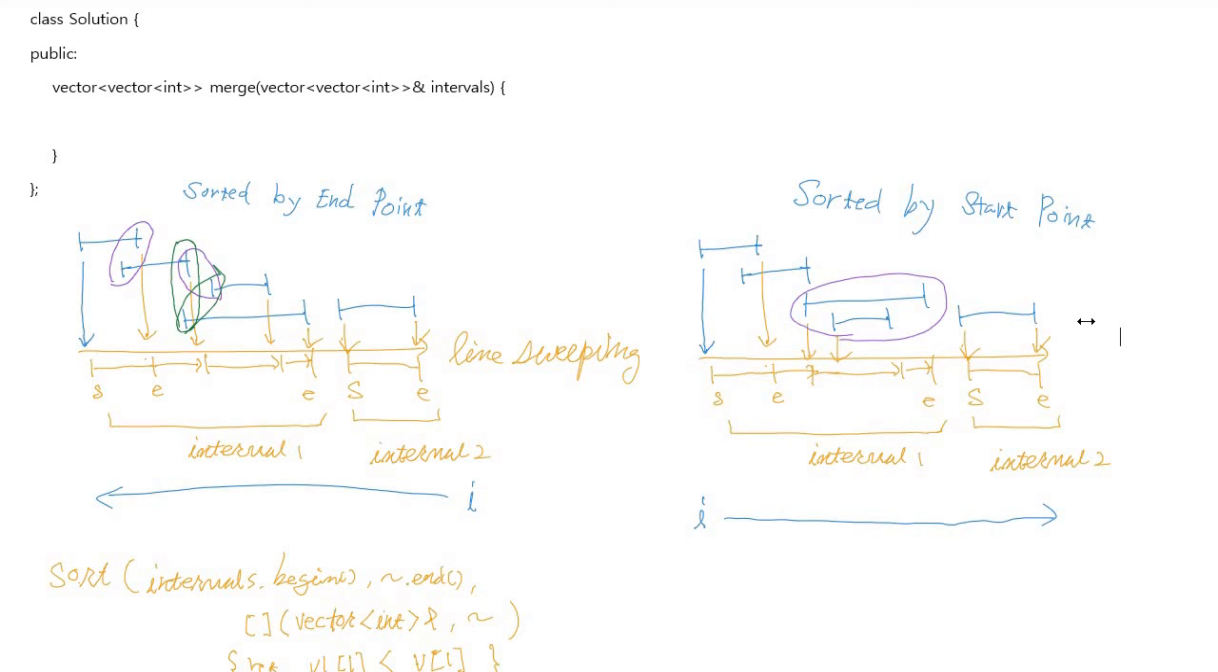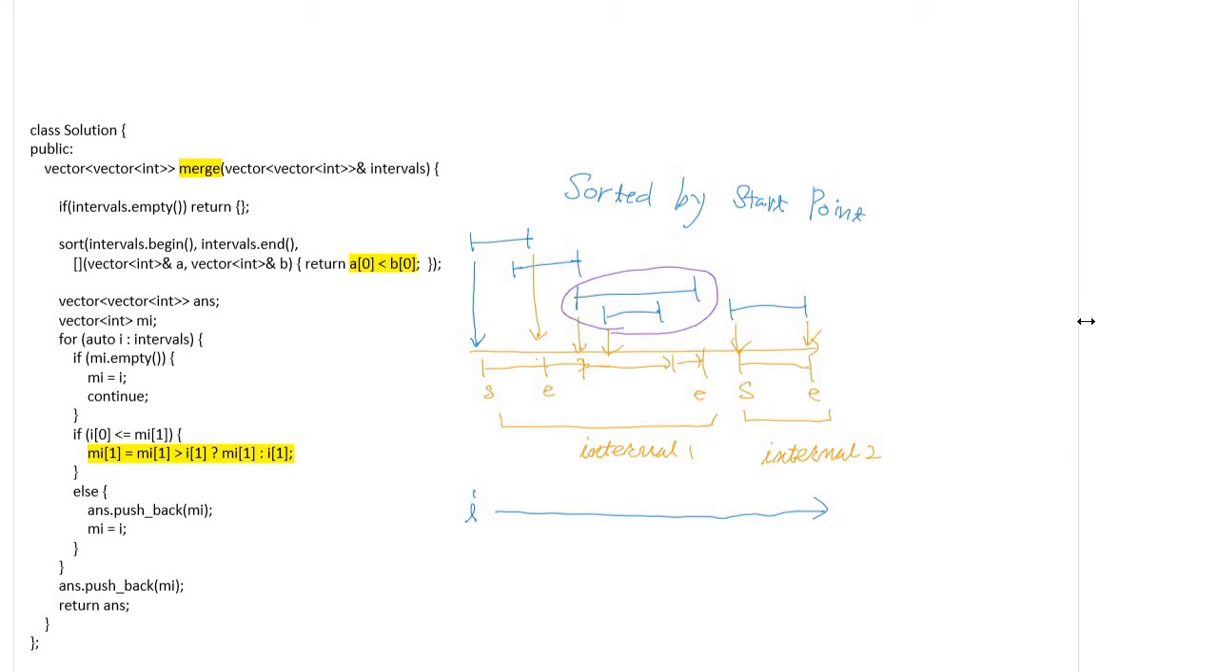Okay, let's see the code. This is the implementation of the previous algorithm that I explained, using the interval array sorted by starting point. As you can see, the sort algorithm provided in the STL library is used. The sorting condition is A[0] is smaller than B[0]. This means we sort the interval array by starting point, and then we iterate the sorted array.